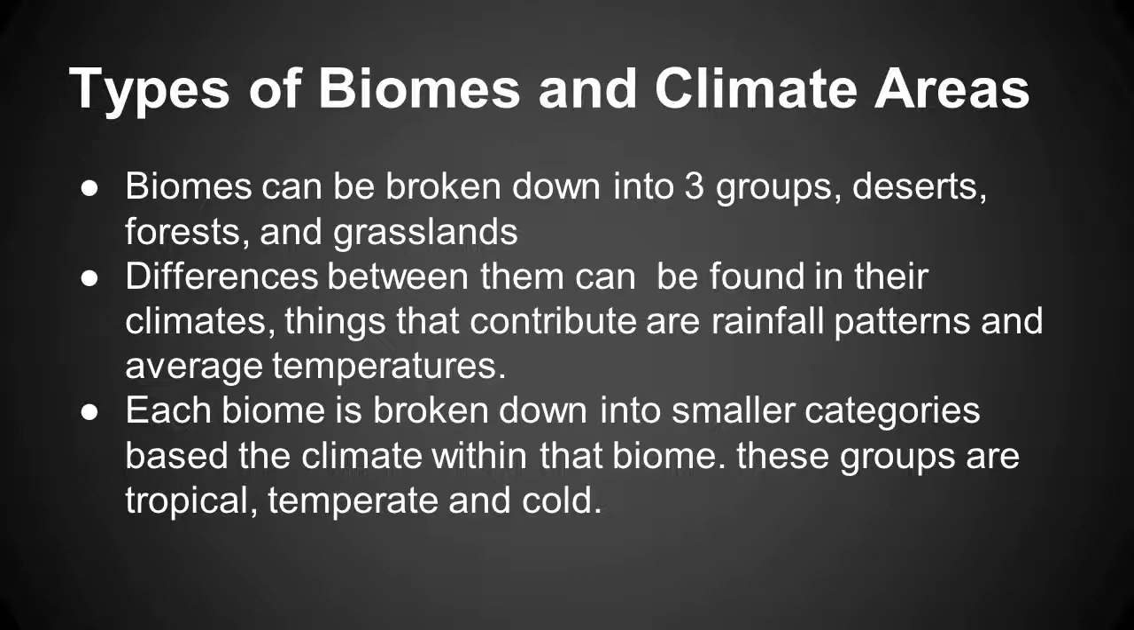Biomes are areas that have certain types of climate, plants, and animals. They are broken down into three groups, based on the differences between their climate, mainly the temperature and average rainfall. The groups are deserts, grasslands, and forests. These larger groups are broken down into smaller categories based on the types of climate within them, these being tropical, temperate, and cold. They are formed by the differences in average annual precipitation and temperature.